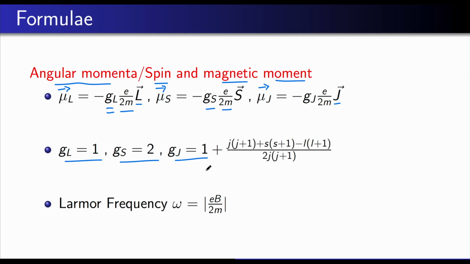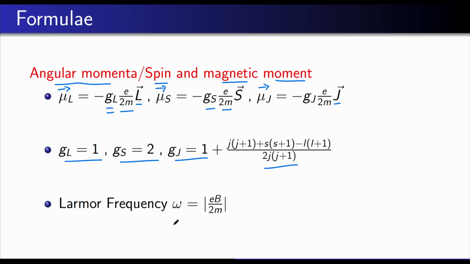This can be found out, and it comes out to be 1 plus [J(J+1) plus S(S+1) minus L(L+1)] divided by twice J(J+1). Okay, I think there may be a mistake. Anyway, this is the expression for the Landé g factor.